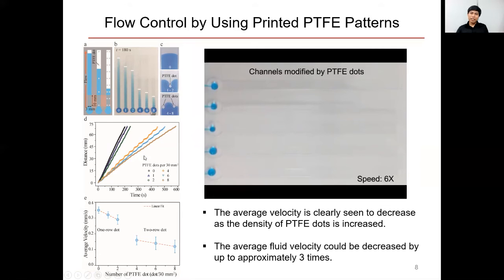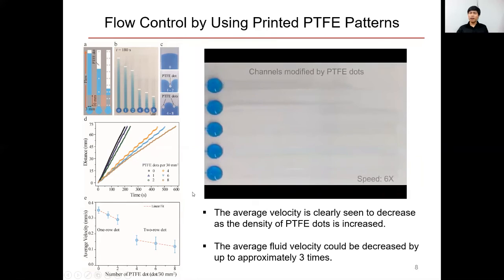As you can see here, if we increase the dots more and more, the flow distance time becomes longer and longer. It means the flow velocity becomes slower and slower. This is because the Teflon dot has a very low surface energy, hydrophobic. It doesn't want fluid to flow over it, and the dot actually acts as an obstacle to resist the flow. That's why the flow becomes slower.